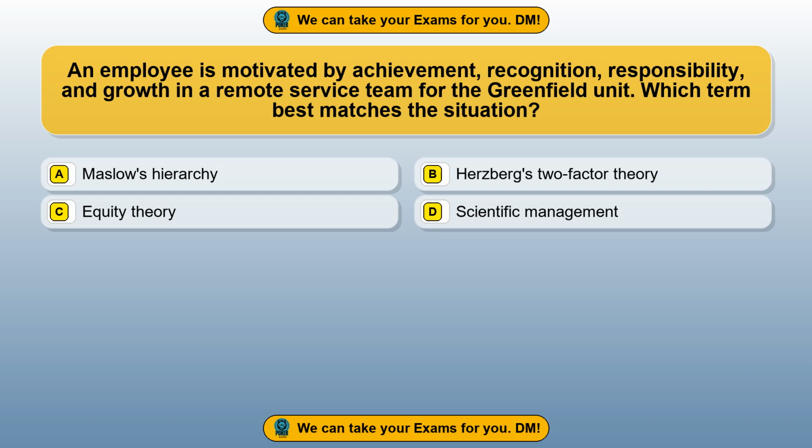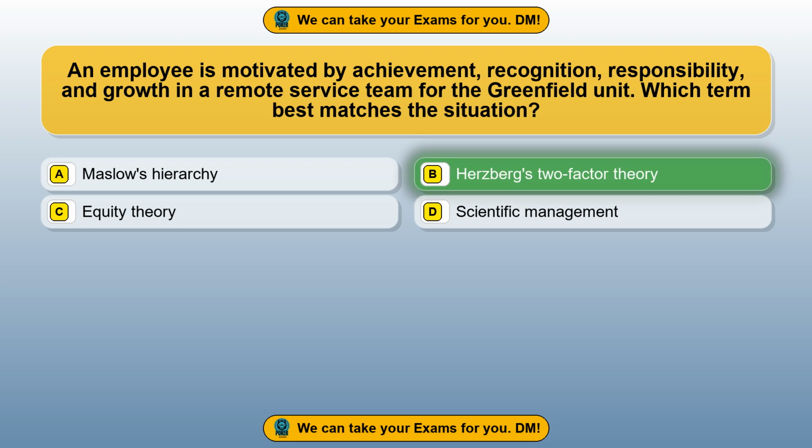Question 4. An employee is motivated by achievement, recognition, responsibility, and growth in a remote service team for the Greenfield unit. Which term best matches the situation? Option A, Maslow's hierarchy. Option B, Herzberg's two-factor theory. Option C, equity theory. Option D, scientific management. The correct answer is option B, Herzberg's two-factor theory.